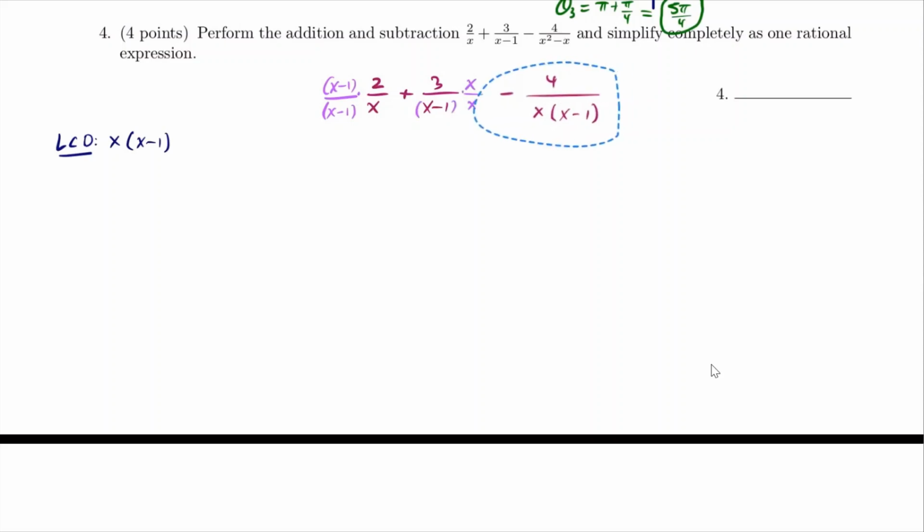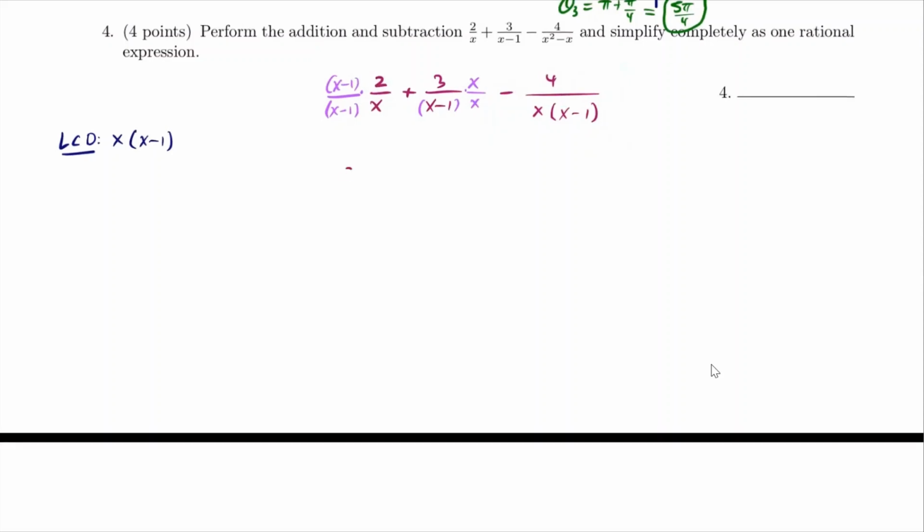And for the last fraction, it's not missing anything, so there's no need to modify. All right, so let's combine the numerators now. So we have 2 times x minus 1. That will be 2x minus 2 plus 3 times x. That's 3x minus 4 all over x times x minus 1.